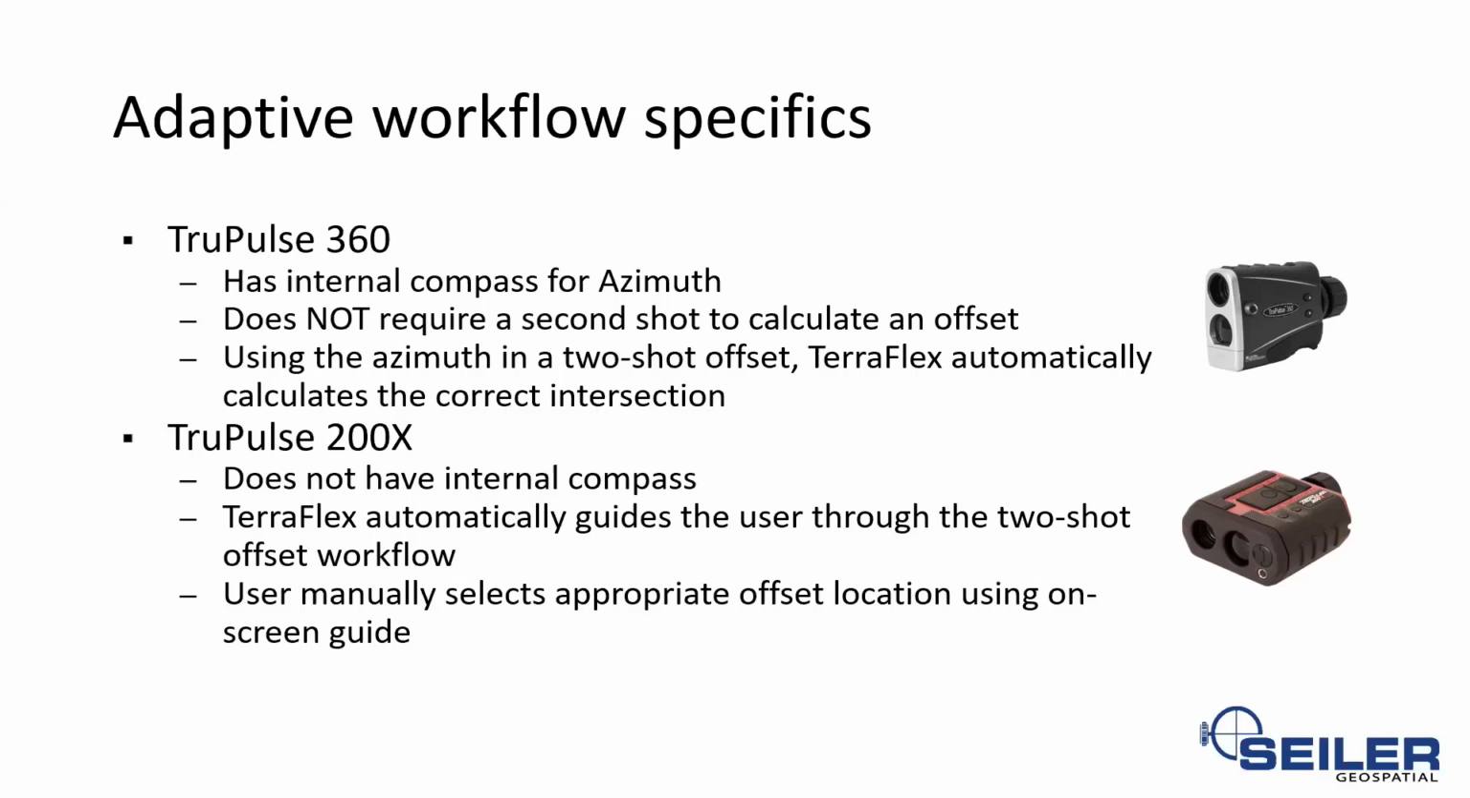With the 200X, you don't have to worry about magnetic hygiene. It doesn't have an internal compass. You are automatically put into the 2-shot routine workflow. Basically, your shots can be refined also. If you don't like them, you can start over.